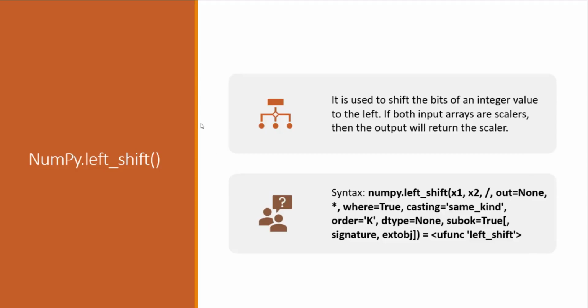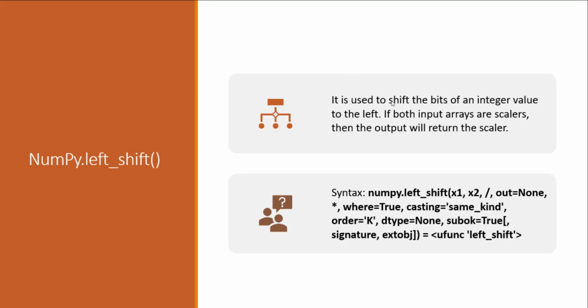Now we will discuss our next function, that is the left shift function. This function is mainly used to perform the left shift operation, to shift the bits of an integer to the left, and it always returns x1 with bits shifted left x2 times, where x1 and x2 are the input arrays, and it will check the condition. If the input arrays are scalars, then it will return a scalar.